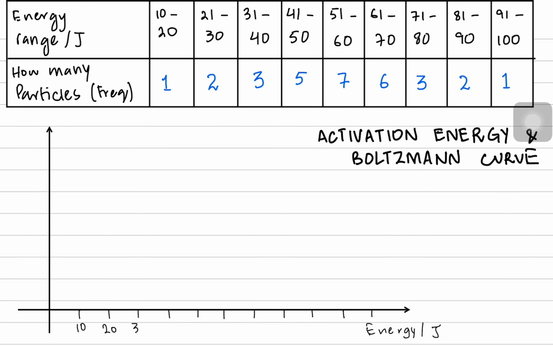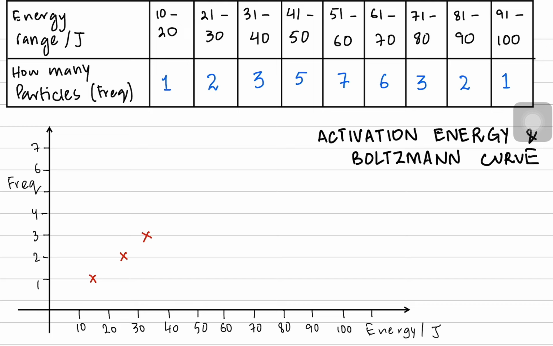If I make a graph of this, I'm going to be putting the energy values on the x-axis. And on the y-axis, I'm going to be putting the frequency, or you can say the probability of particles. It means that out of those 30 particles, how many have 10 joules, how many have 20 joules, how many have 30 joules, and so on. For example, between 10 and 20 joules, only a single particle has that much energy.